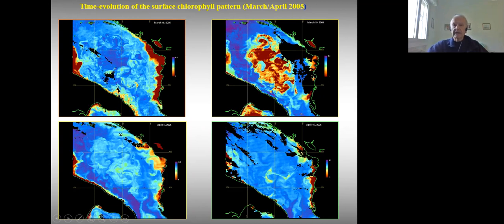Let's see the first one. First of all, let me explain the color scale. Brownish or reddish colors are high concentrations of chlorophyll or sediments in general. Bluish color means that there is a very low concentration of phytoplankton.